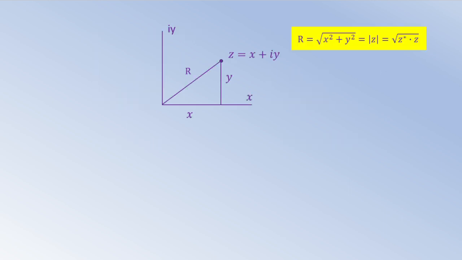Recording the expression for the absolute value of a complex number, we understand that this absolute value is just equal to the distance from the point to the origin on the complex plane. Next, we can introduce the so-called polar coordinate system.